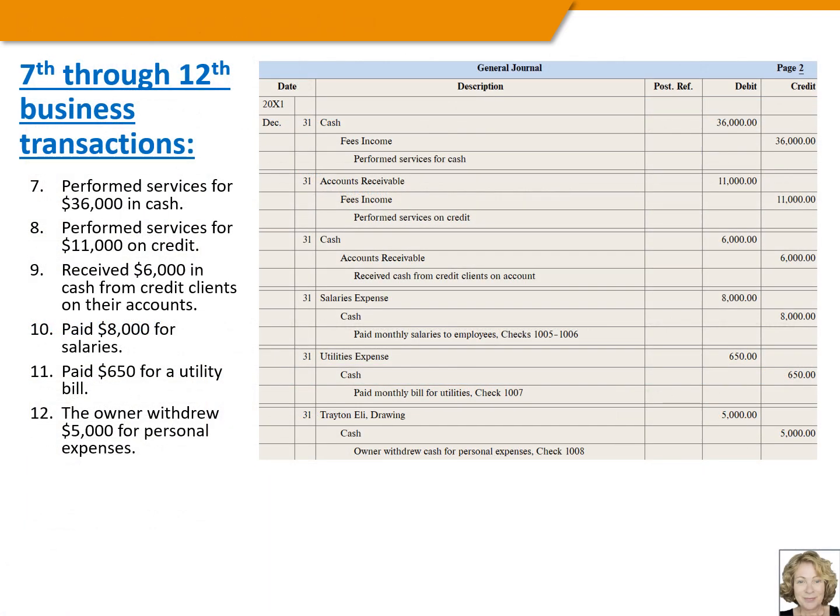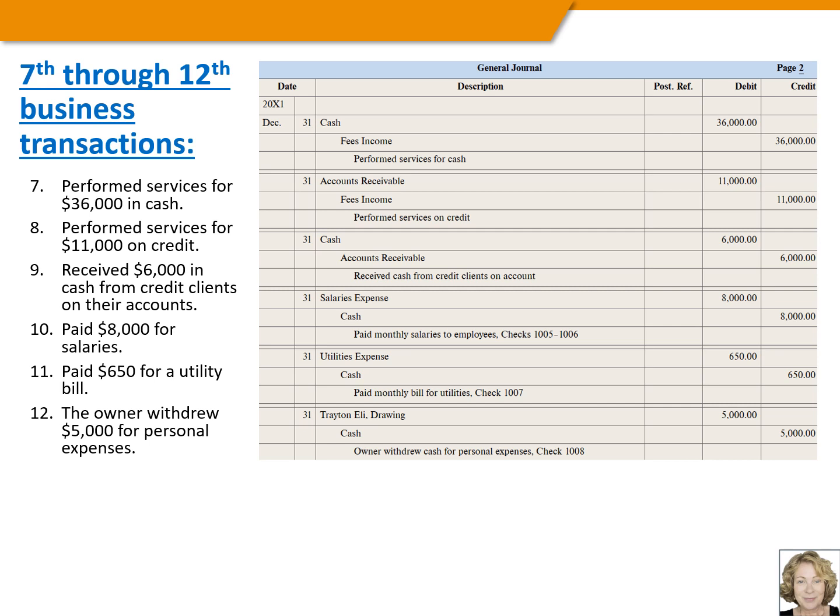These six business transactions and journal entries are for revenue, expenses, and a withdrawal transaction. Revenue transactions should be supported by invoices and potentially a contract between the client and Eli's Consulting. The supporting documentation for salaries and wages is the payroll register, and the support for the utility expenses is the utility bill. For Trayton Eli's withdrawal, I would like to see a document signed by Trayton and acknowledging that he received $5,000. Now let's talk about the journal entries.